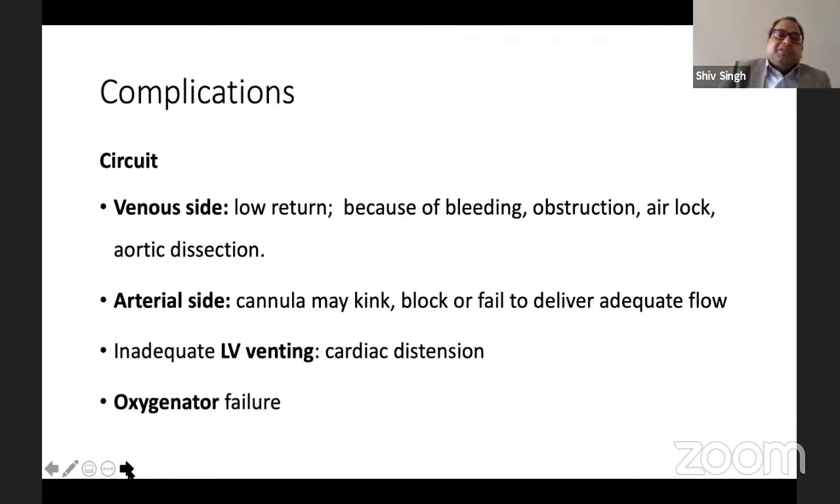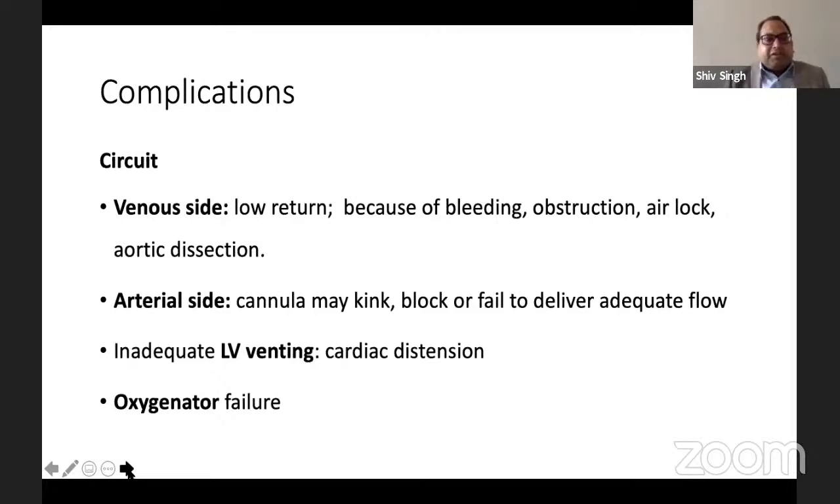Complications can be on the circuit side. On the venous side, there could be low return, and this can be because there is bleeding, obstruction, an airlock, or aortic dissection. On the arterial side, the cannula may kink, and there could be a block or failure to deliver adequate flow. If there is inadequate left ventricular venting, there can be cardiac distension.